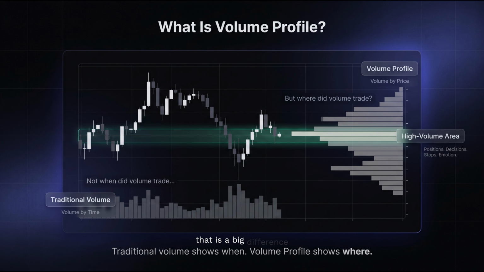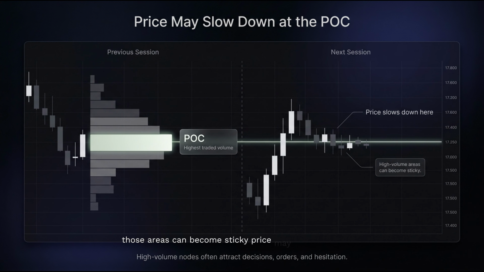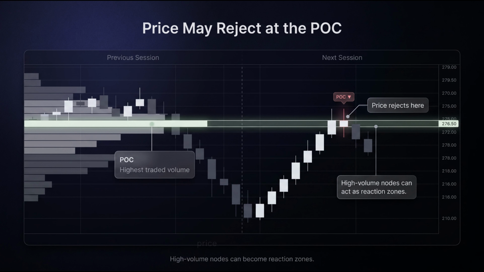That is a big difference, because if a lot of volume traded at one price level, that means a lot of traders have positions, decisions, entries, exits, winners, losers, stops, and emotions connected to that area. Those areas can become sticky. Price may slow down there. Price may reject there. And if price finally breaks through, that breach can also become meaningful.